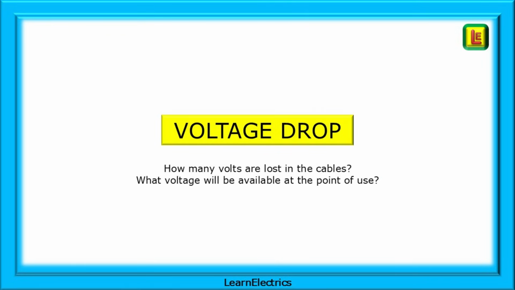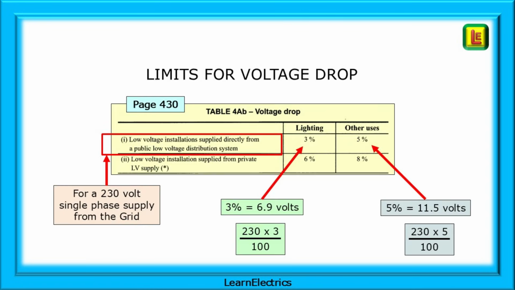Next, we can look at voltage drop. How many volts are lost in the cables, and thus what voltage will be available at the point of use to power the equipment? The Wiring Regs book shows maximum limits for voltage drop on page 430. These are given in percentages of the nominal supply voltage.